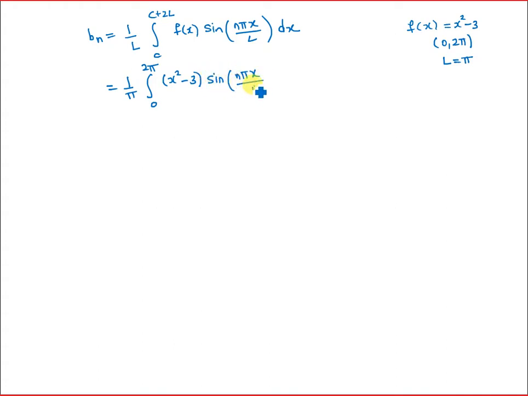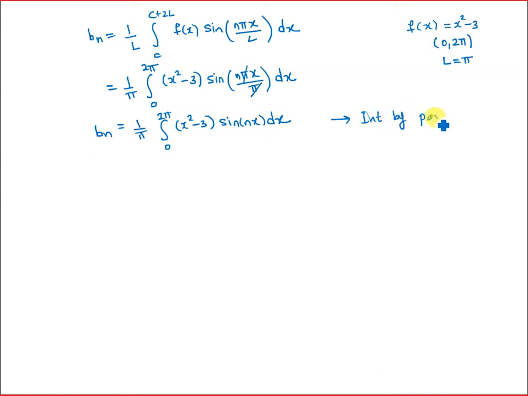Again we cancel pi with pi, so we are left with 1 over pi integration 0 to 2 pi (x square minus 3) sine nx dx. Now it is similar to the an part, but here instead of cosine you have sine. So again you have to integrate it by parts. Remember that in Fourier series you have to use the integration by parts method. So we'll use the same concept, one function for derivative, another function for integration.